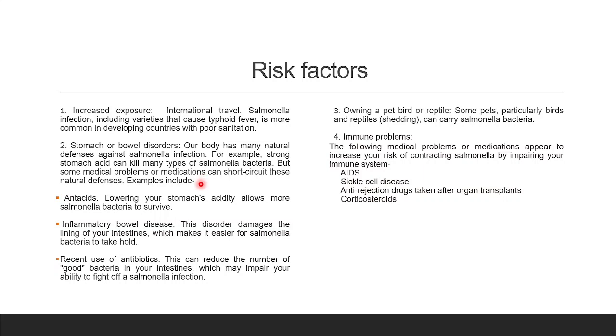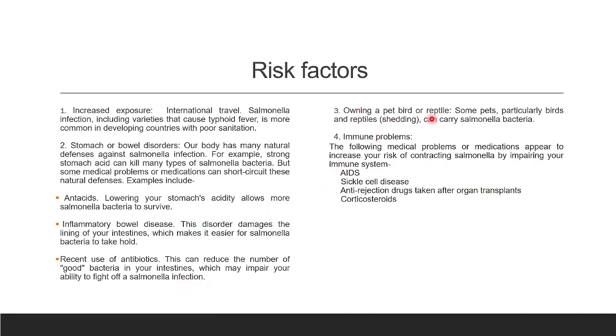Our body has many natural defenses against salmonella infection, but sometimes a medical problem or medication can short-circuit these natural defenses, like antacids. These lower your stomach's acidity and can allow more salmonella bacteria to survive. Second is inflammatory bowel disease. This disorder damages the lining of your intestine, which makes it easier for salmonella to take hold. Third is recent use of antibiotics. They can also reduce the number of good bacteria in your intestine and impair your ability to fight off the salmonella infection.